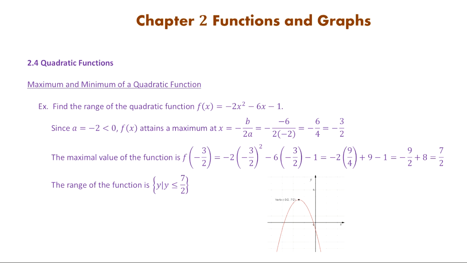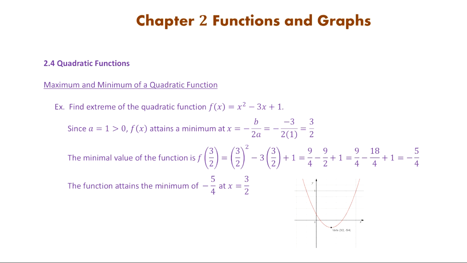So the range will include all the numbers less than or equal to 7 over 2. If you look at the curve, the function attains all the values less than or equal to 7 over 2, right? So the range of the function is the set of y, where y is less than or equal to 7 over 2. Any questions? This just gives you another example of what is meant by the range of a function.